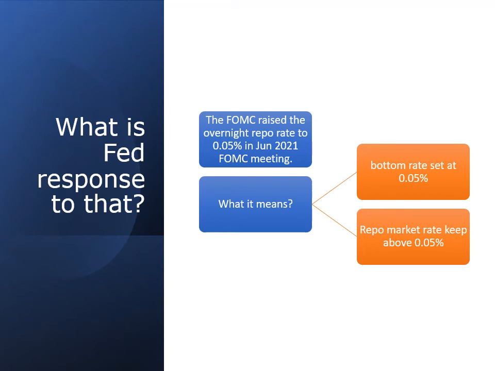So now if the Fed says that it is willing to borrow the money at 5 basis points, all those money market funds and other counterparties will not be able to obtain any funds if they are not paying 5 basis points or above, because market participants can now get this money from the Fed.